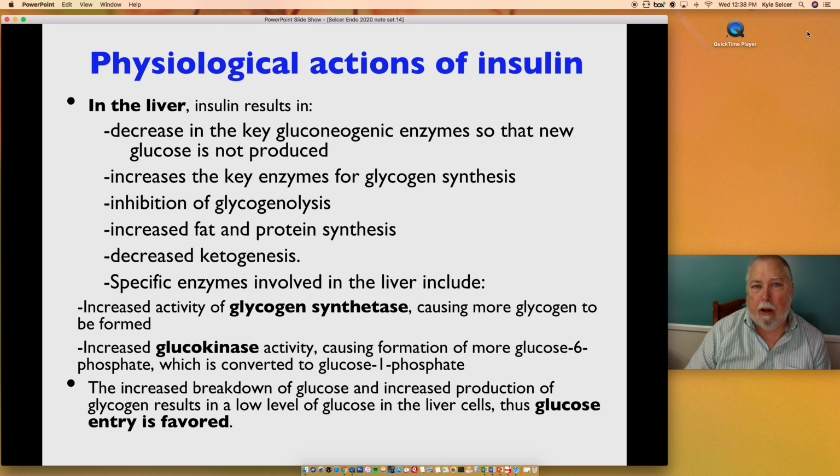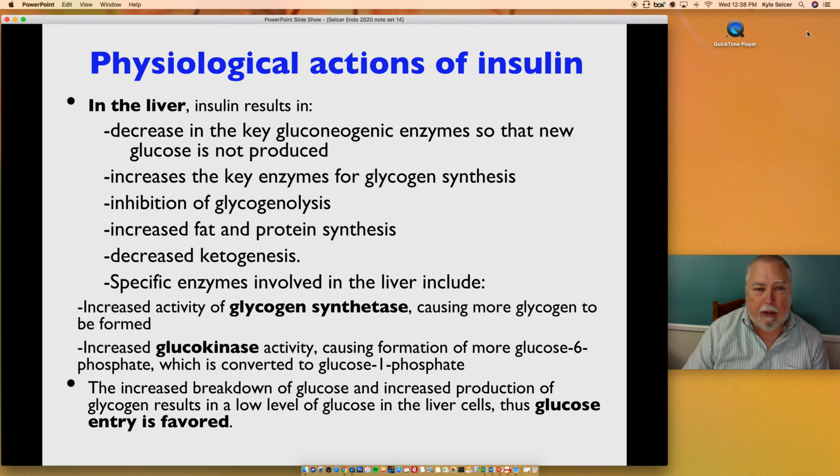The liver is one of only a couple of tissues that can make glucose from scratch, the kidney being one of the other ones. But you don't want to be making glucose when you have just eaten and you've got a ton of glucose in your blood. So insulin shuts that down. Don't make any new glucose. No gluconeogenesis in the liver under insulin action.